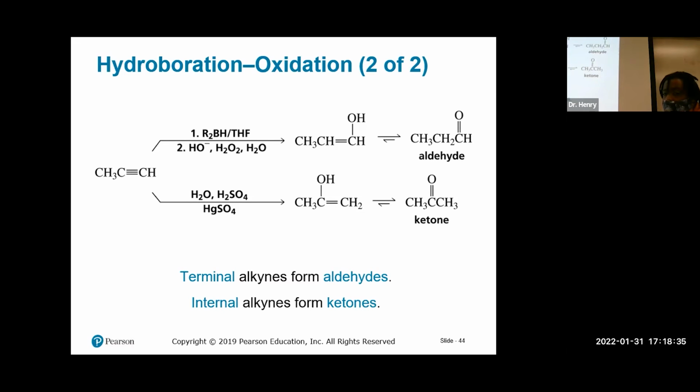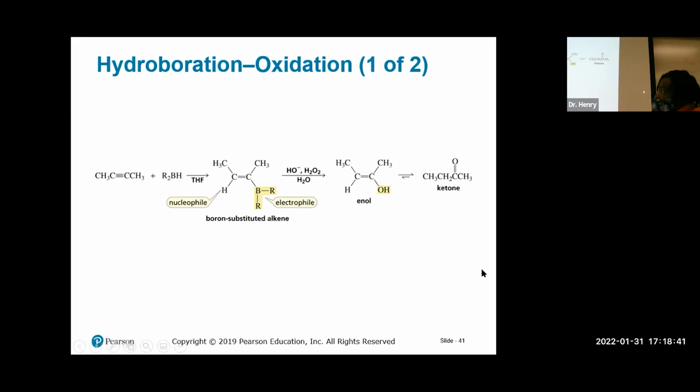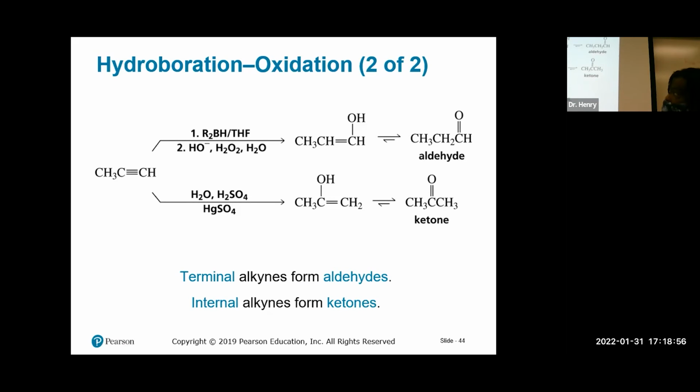Okay, so this process, if it's internal, this guy is an internal, right? So we end up with a ketone. This guy is terminal, so we end up with an aldehyde. Okay, aldehyde, you guys look, aldehyde ends with the H, where a ketone has another hydrocarbon attached to it. Okay.